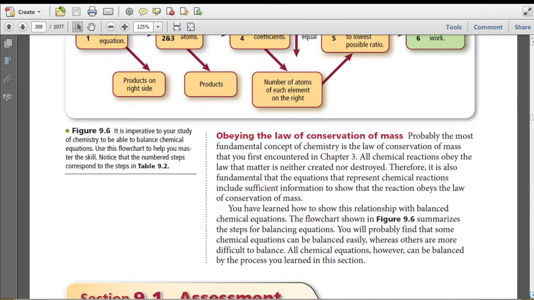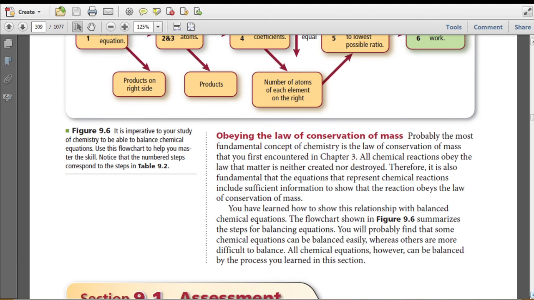Probably the most fundamental concept of chemistry is the law of conservation of mass that you first encountered in Chapter 3. All chemical reactions obey the law that matter is neither created nor destroyed. Therefore, it is also fundamental that the equations that represent chemical reactions include sufficient information to show that the reaction obeys the law of conservation of mass. You have learned how to show this relationship with balancing chemical equations.